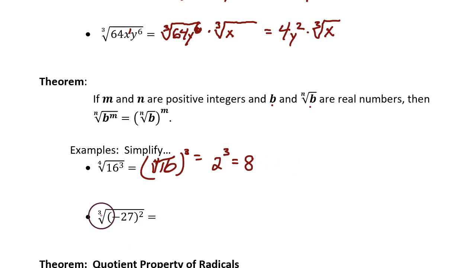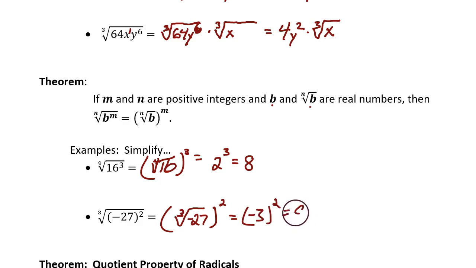Next example, to find the cube root of a number to the second power, we could find the cube root of the number and then raise that to the second power. The cube root of negative 27 is negative 3, and then when you raise that to the second power, you get the answer 9.